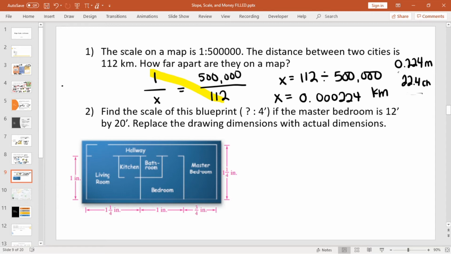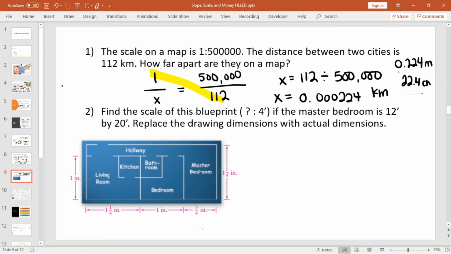Looking at number 2. I'm looking to find the scale. I've been given some information and I'm looking for the scale. It says I know that the master bedroom is 12 feet by 20 feet. So here's the master bedroom. The 12 foot would be here and the 20 foot would be here. And you can use either of those comparisons to solve this.